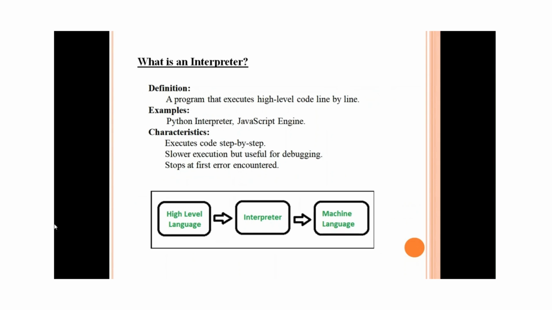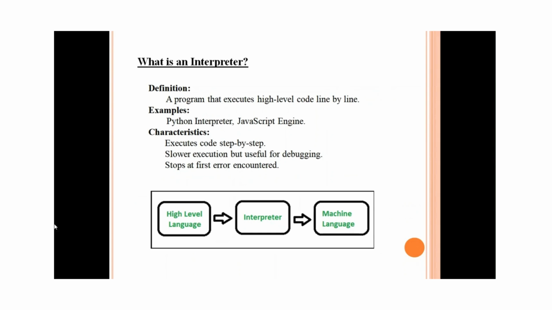Characteristics. Executes the code step by step. That means when we give a code fragment of 10 lines, it executes line by line, and after that it debugs and returns the error for each line. As we can see, it has slower execution but is useful for debugging. A compiler has a little faster execution speed, but compilation is slow.